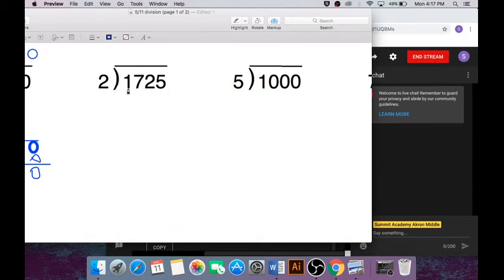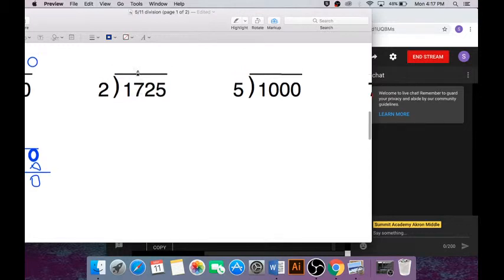Our next one, we have 1,725 divided by 2. 2 doesn't go into 1. And see how many times 2 goes into 17 without going over? It's going to be 8. 8 times 2 is 16. And 17 minus 16 is 1. We're going to bring down our 2. Now we need to see how many times 2 goes into 12 without going over. That is 6. 6 times 2 is 12.